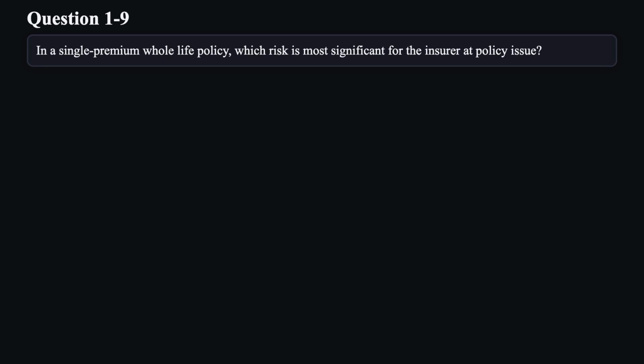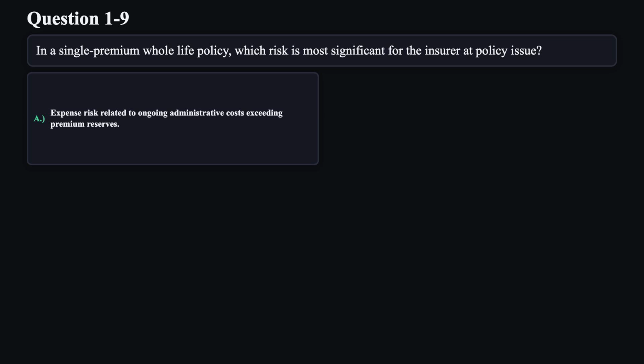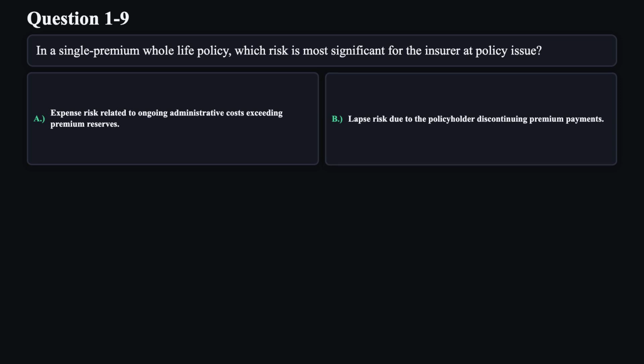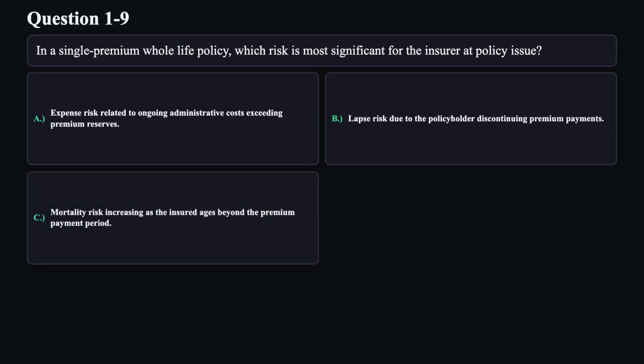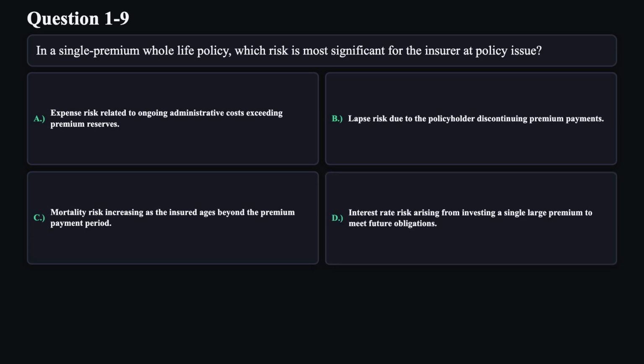In a single premium whole life policy, which risk is most significant for the insurer at policy issue? A. Expense risk related to ongoing administrative costs exceeding premium reserves. B. Lapse risk due to the policyholder discontinuing premium payments. C. Mortality risk increasing as the insured ages beyond the premium payment period. D. Interest rate risk arising from investing a single large premium to meet future obligations.